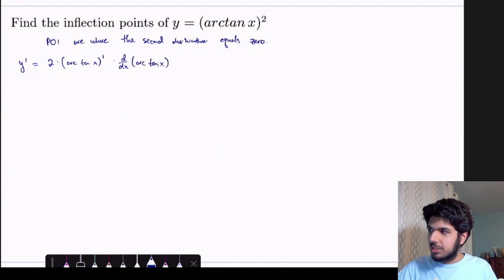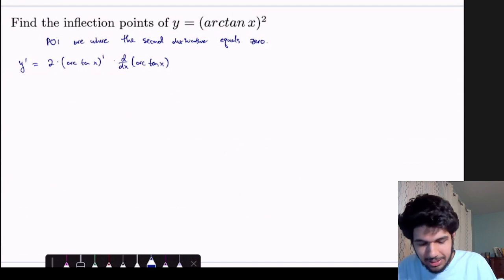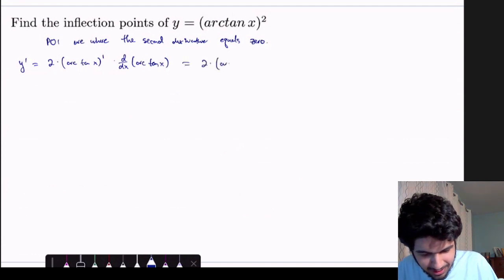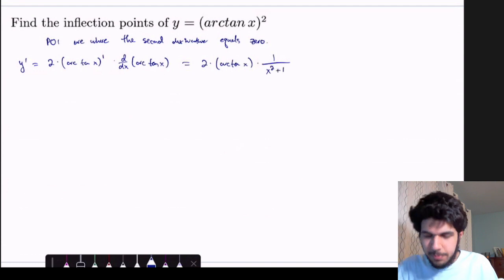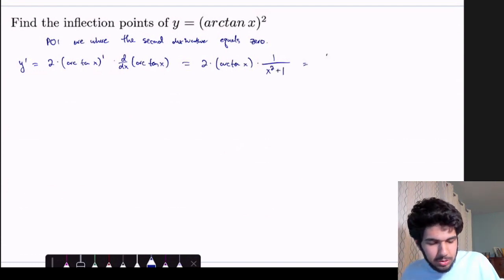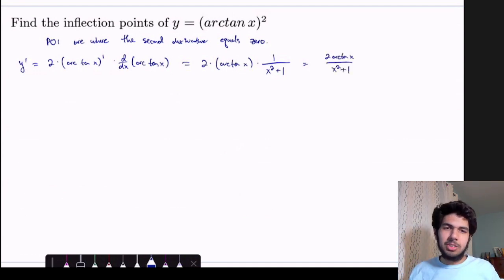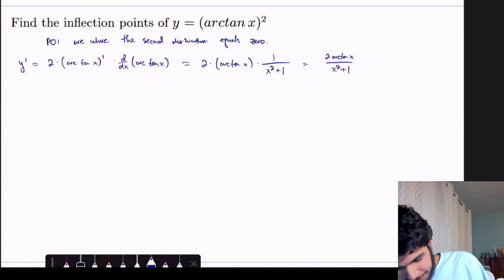Okay, so then what's the derivative of arctangent of x? Hopefully we remember that from a couple slides ago. This is 1 divided by x squared plus 1. That's our formula. And we can rewrite this as 2 arctangent of x divided by x squared plus 1. Nice, not too bad. But now let's find the second derivative. And that'll be a little bit worse.